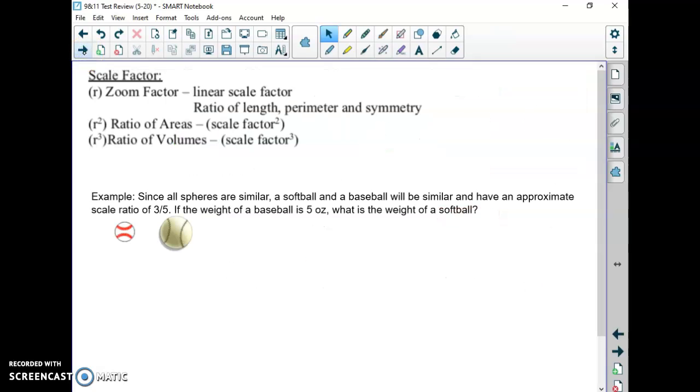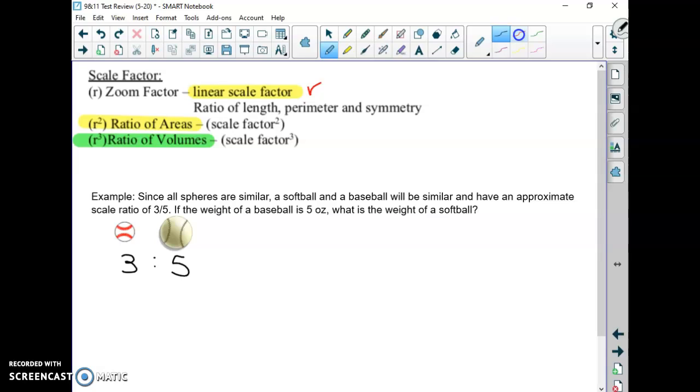And then the third thing from the Chapter 8 toolkit that I want to go over is scale factor ratio. A lot of mistakes on this lately. We've got our linear scale factor, which we call R. But when we're talking about areas, it's R squared. And when we're talking about volumes, it's R cubed. So for example, here's the problem. Since all spheres are similar, a softball and a baseball will be similar and have an approximate scale ratio of 3 to 5.